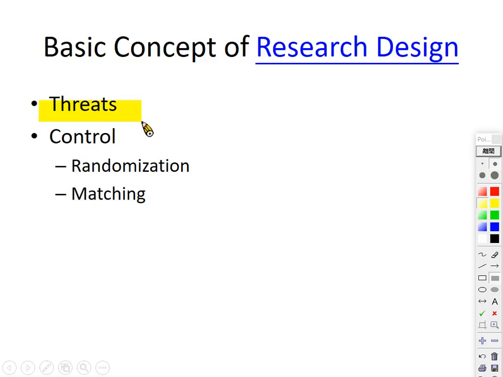What are the definitions for threats? Threats means that when you conduct a research, there are always internal factors or external factors out there that might influence the result of your study, to which you have no control. You have no ability to manipulate. Let me give you one idea.